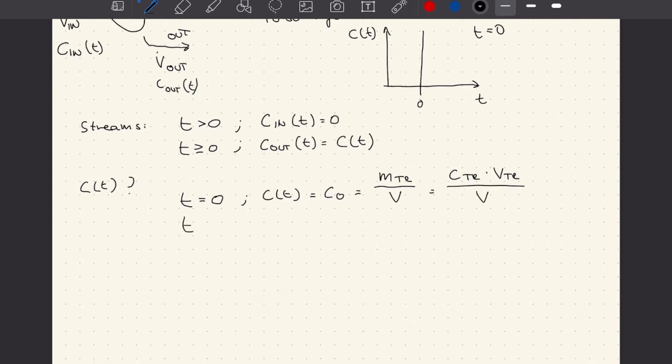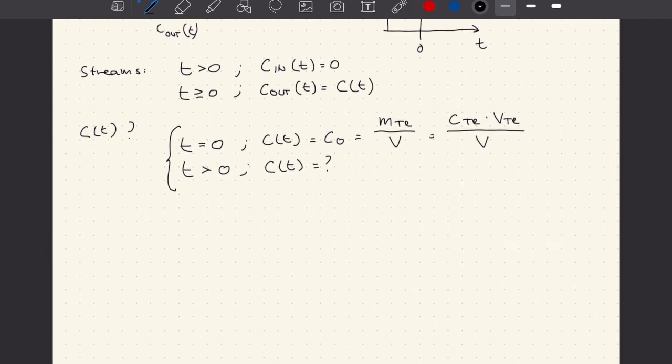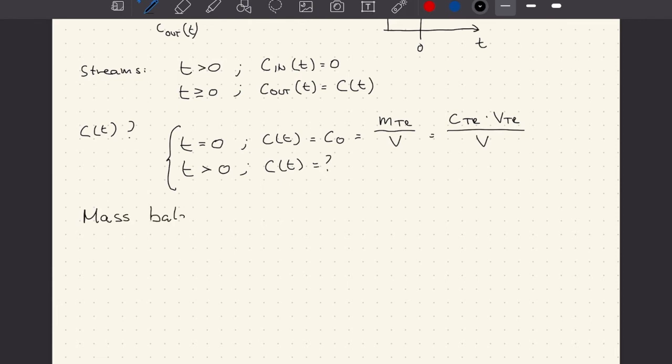However, what we would like to predict is also the concentration at t greater than 0, because this is the original question that we had. But in order to understand how the concentration evolves at t greater than 0, we need to calculate how the mass evolves over time inside the CSTR. And to do this in chemical and process engineering, we do a calculation which is called the mass balance. In this case, we do the mass balance at t greater than 0 because we know what happens at t equals 0.